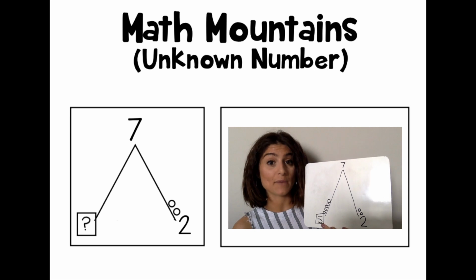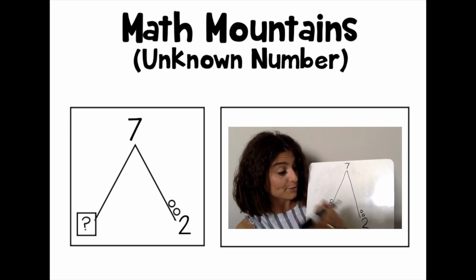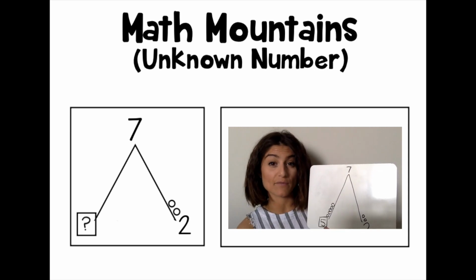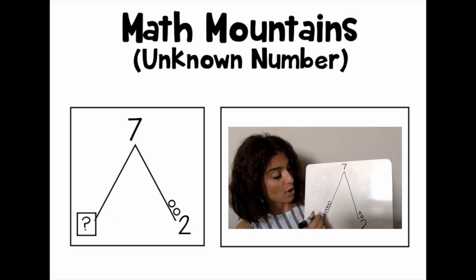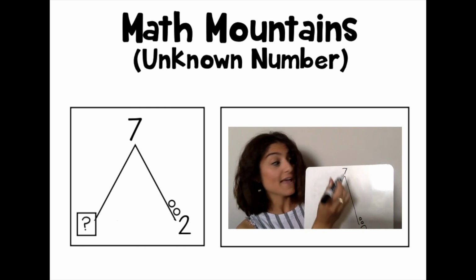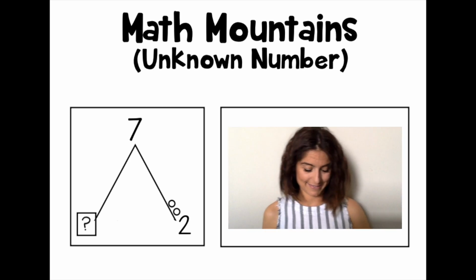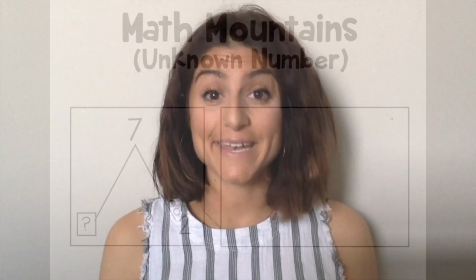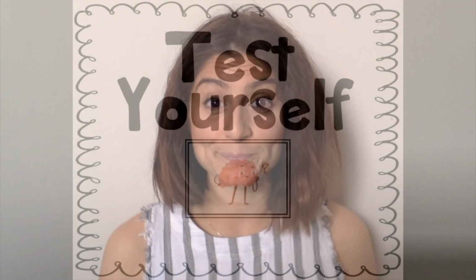So our math mountain is showing that 5 tiny tumblers plus 2 gets you 7. Let's check our work by counting all the tumblers. 1, 2, 3, 4, 5, 6, 7. We did it! Now that we had a chance to practice together, I want to see if you can try it all on your own.